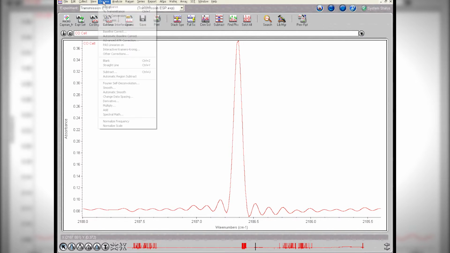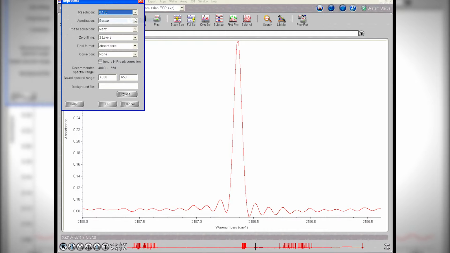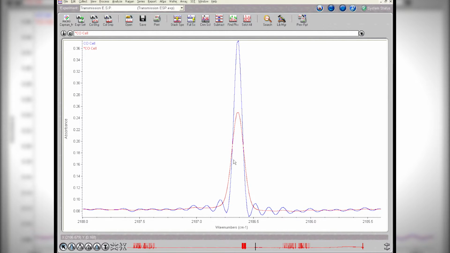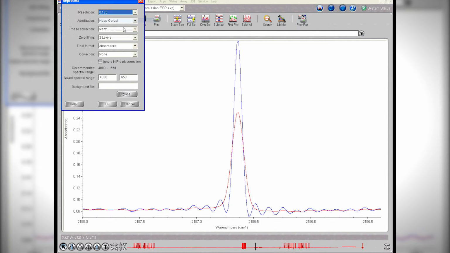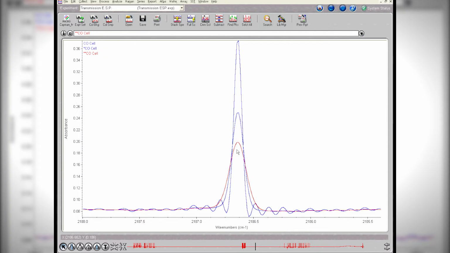Let's see what happens now as we reprocess it and apply successively heavier apodization to it. First of all, the Happ-Genzel. And you can see when we do this, the peak is depressed significantly, the line width broadens, and these waves in the wings are definitely depressed. And if I apply the heavier apodization, the Blackman-Harris once again, you'll see that the peak is depressed even more. There's a significant broadening of the peak, and you can see overall the way the wings are damped out.